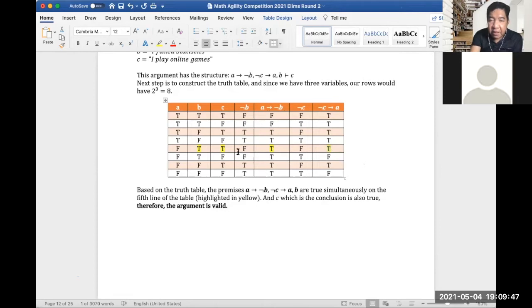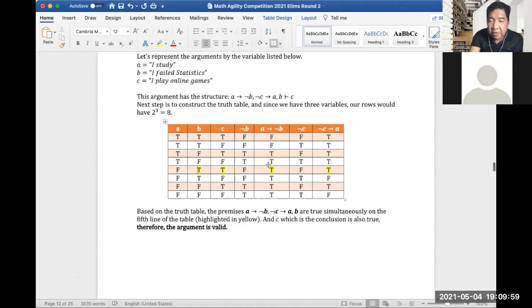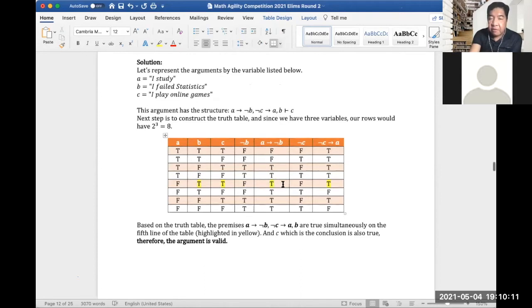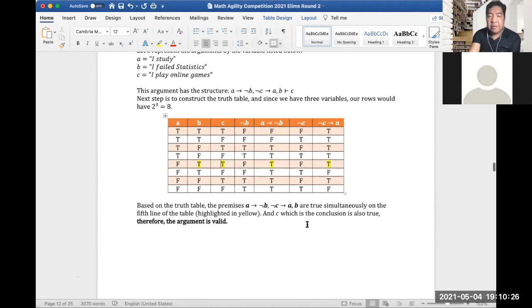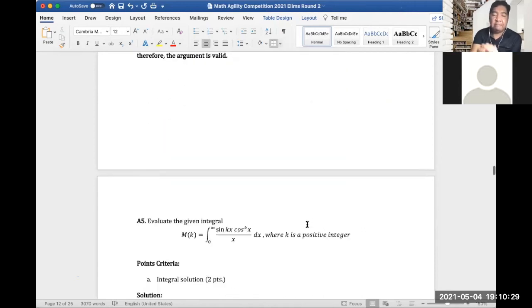And then B is also true. So on the fifth line of the table, C, which is the conclusion, is also true here. So therefore, the argument is valid. If you look at the fifth line, A implies negation of B, negation of C implies A, and B are all true, and our conclusion is true, right, on the fifth line. So therefore, the argument is valid, all right?